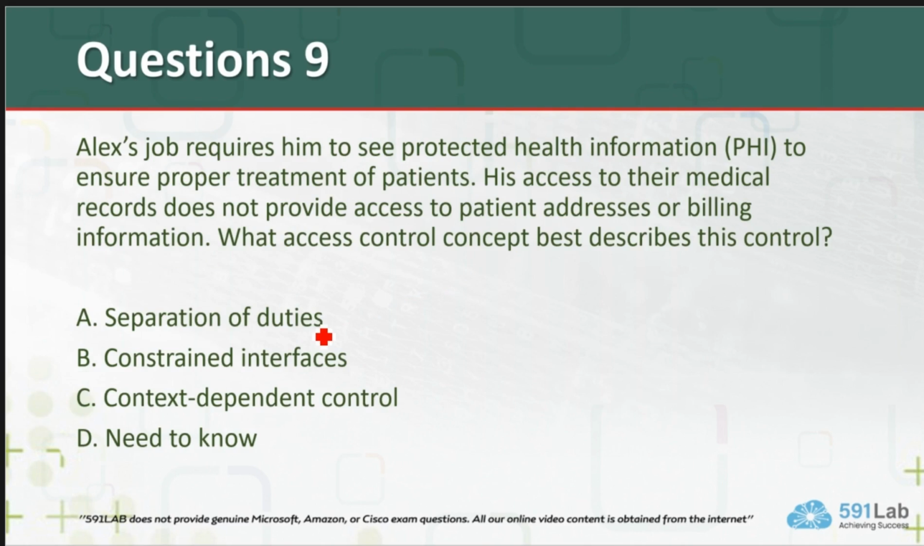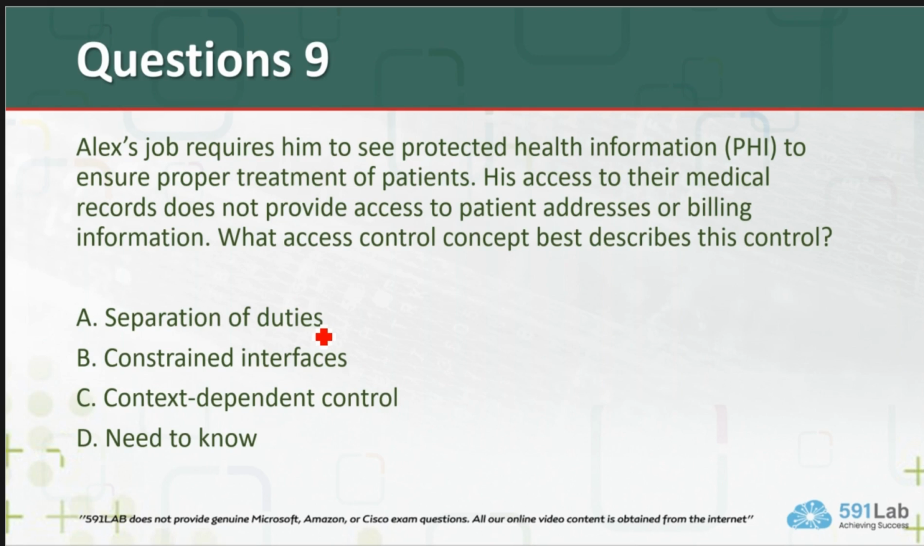Next question. Alex's job requires him to see protected health information, PHI, like, for example, medical history, some diseases, some medications that the patients take, things like that. To ensure proper treatment of patients, his access to their medical record does not provide access to patient address or billing information. What access control concept best describes this control? Is it separation of duties? Is it constrained interfaces? Is it context-dependent control? Or is it need to know?